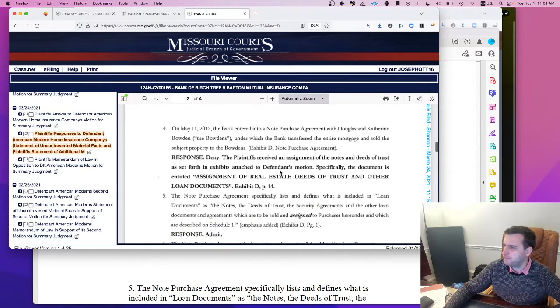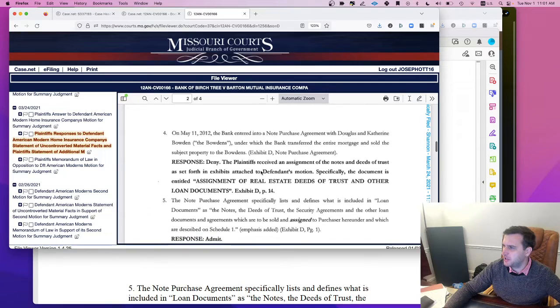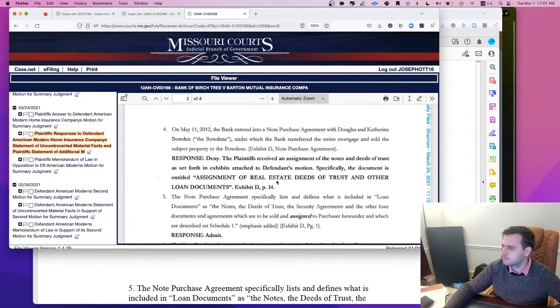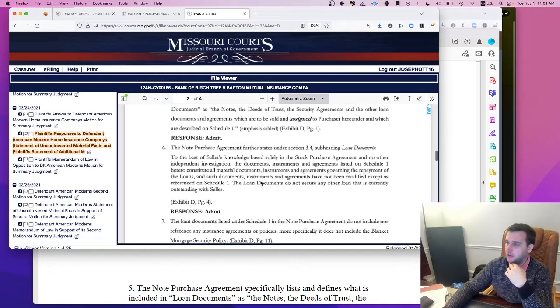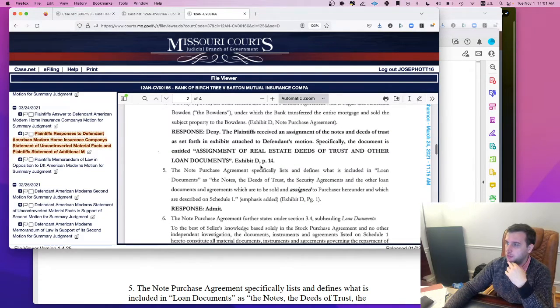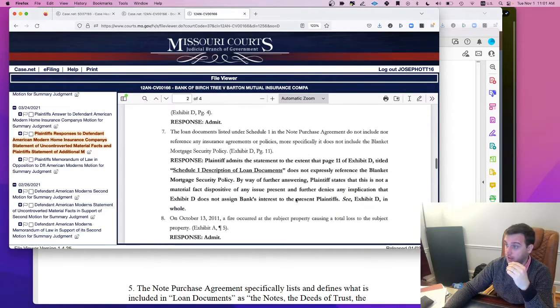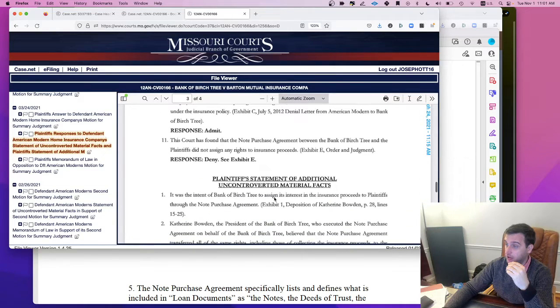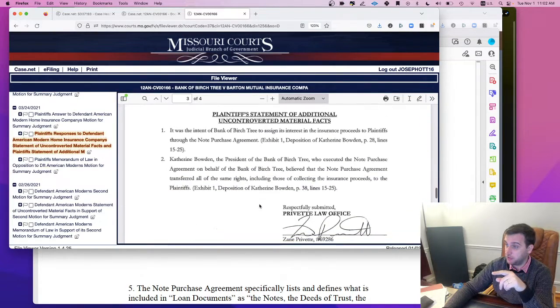So the plaintiffs are disputing that. Basically the defense lawyer is claiming that there's no explicit assignment agreement, but the plaintiff is saying that there was an assignment agreement that was attached to the notes in the deed of trust that transferred possession of the property, and that also they're injecting these additional material facts, which is that the Bank of Birch Tree was intending to assign its interest under the policy to the plaintiffs.